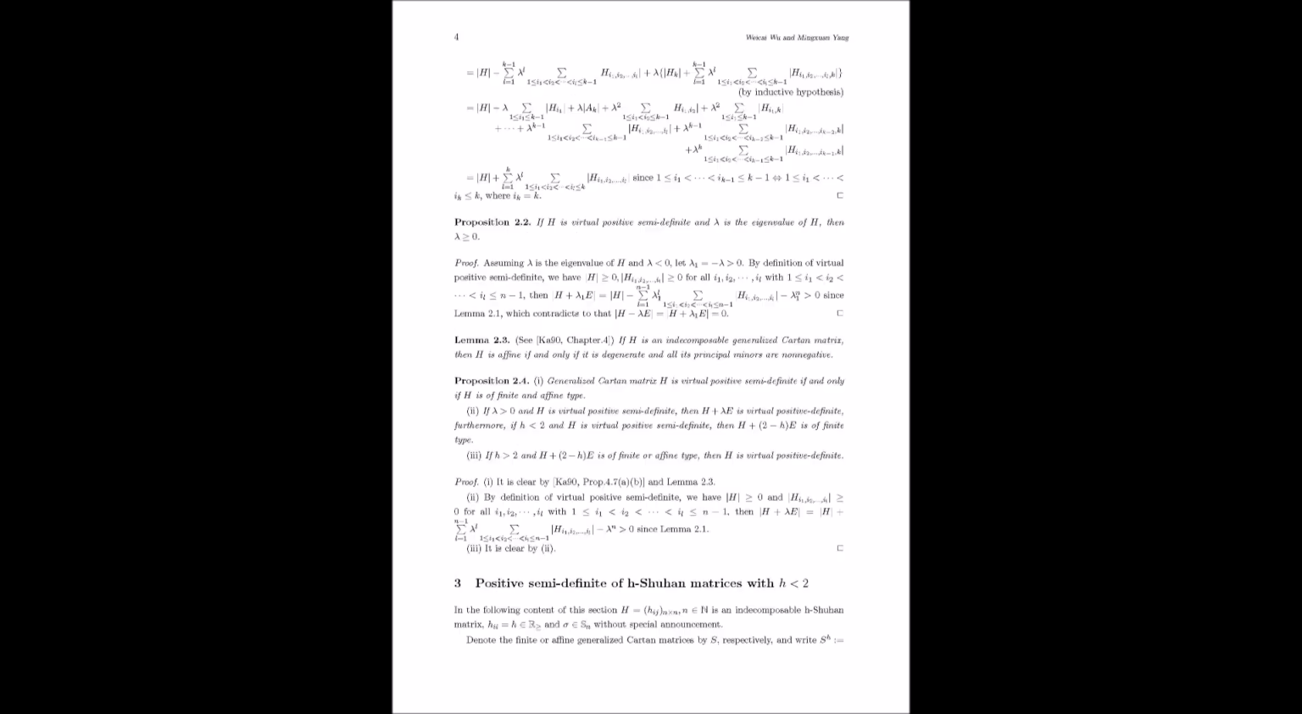But where do h-Shuhan matrices fit in? The connection is actually pretty straightforward. If we take an h-Shuhan matrix and add 2h times the identity matrix, we get a generalized Cartan matrix. So there's a direct transformation. Yep. It's a bridge between those two mathematical worlds. That's pretty amazing. We spent a lot of time talking about positive definiteness and semi-definiteness of h-Shuhan matrices. How do those properties translate to generalized Cartan matrices and then to Lie algebras?